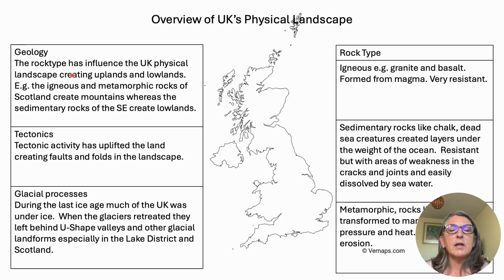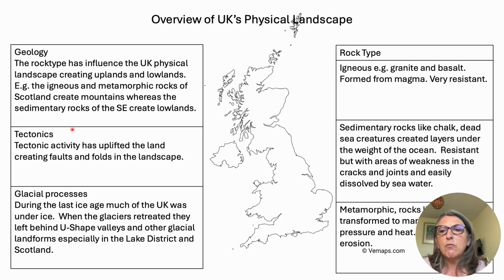So geology, the rock type, has played a really, really critical role in explaining the UK's physical landscape, and it's created the uplands and the lowlands. There are 3 main different types of rock that you need to be aware of, which is igneous, sedimentary and metamorphic. And the igneous and metamorphic rocks are much more resistant to erosion. They're found in Scotland, but also other little pockets of areas, but primarily up in Scotland, and that's where the mountains are, because they are more resistant to erosion. Whereas in the southeast, we've got sedimentary rocks, primarily things like chalk, and they have created more lowlands.